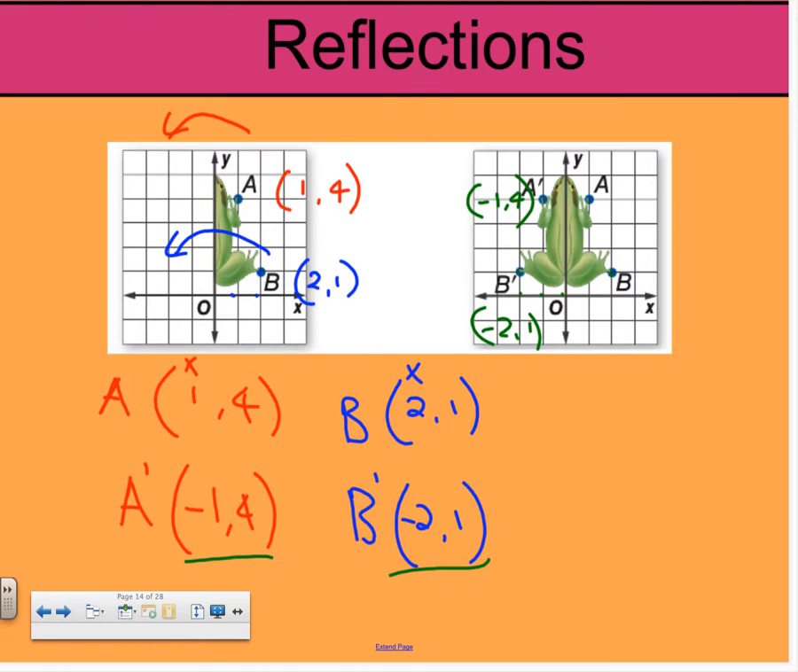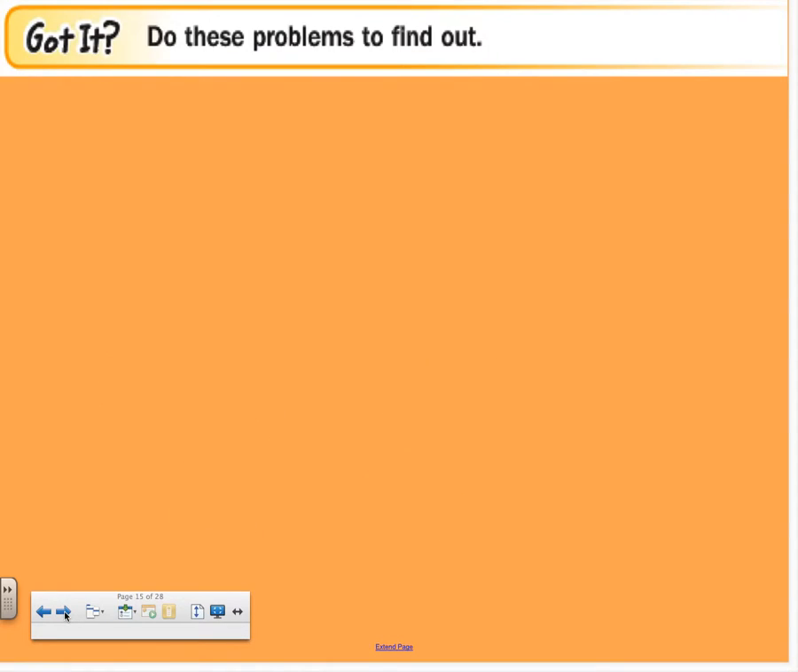So remember, when you're reflecting across the y-axis, you change the x-coordinate. When you're reflecting across the x-axis, you change the y-coordinate. Go ahead and try the got it that goes along with example 3.